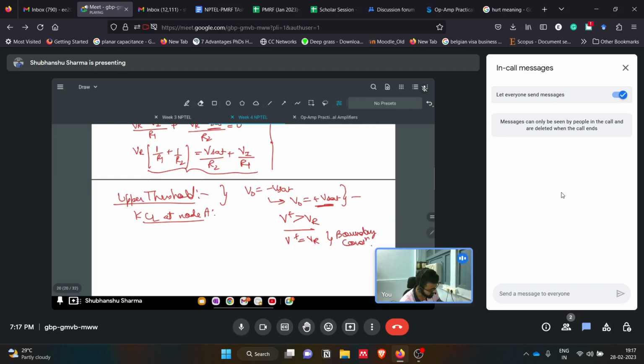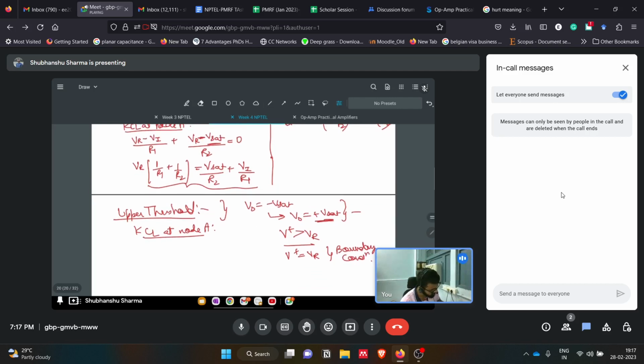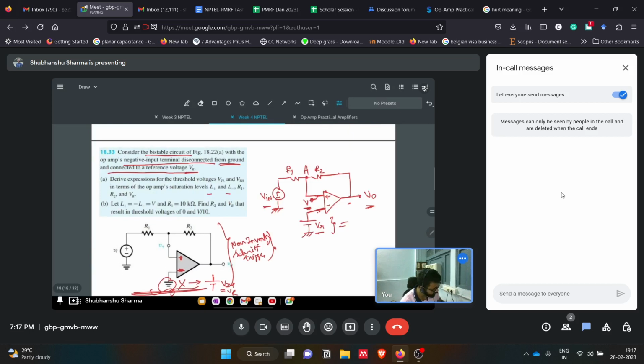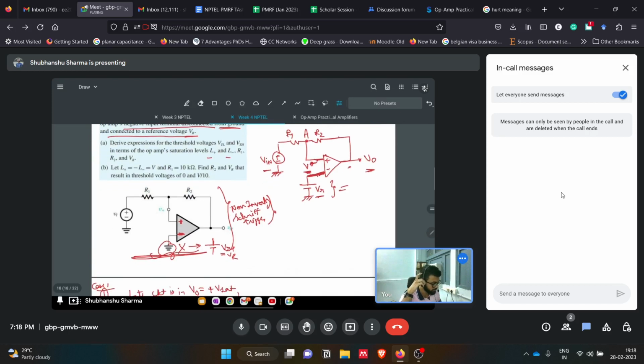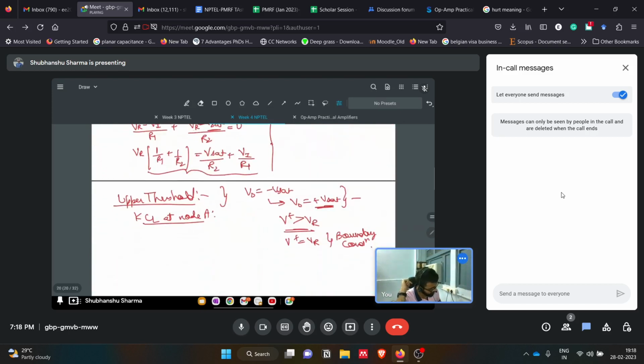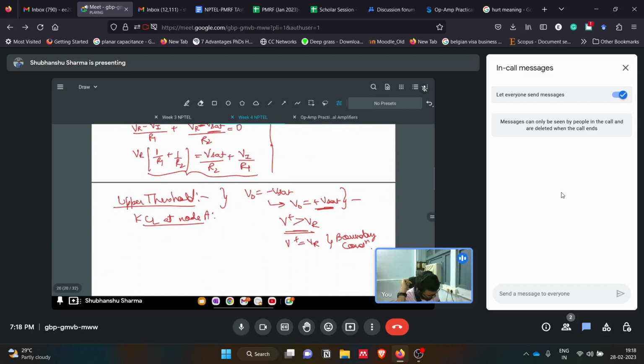So we'll analyze the circuit here itself. V plus is greater than VR, so you can check the circuit. V plus should be greater than this VR, this negative terminal voltage. Then only the output will be at high potential. So KCL at node A will look like this: (VR minus Vi) divided by R1 plus (VR minus V sat) divided by R2 equals 0.